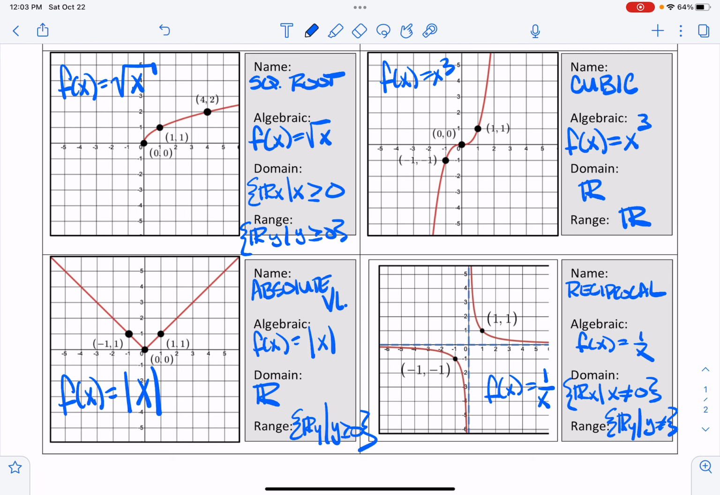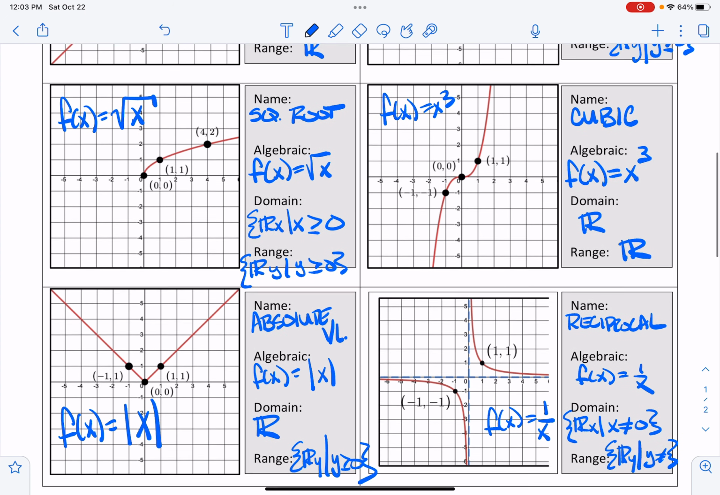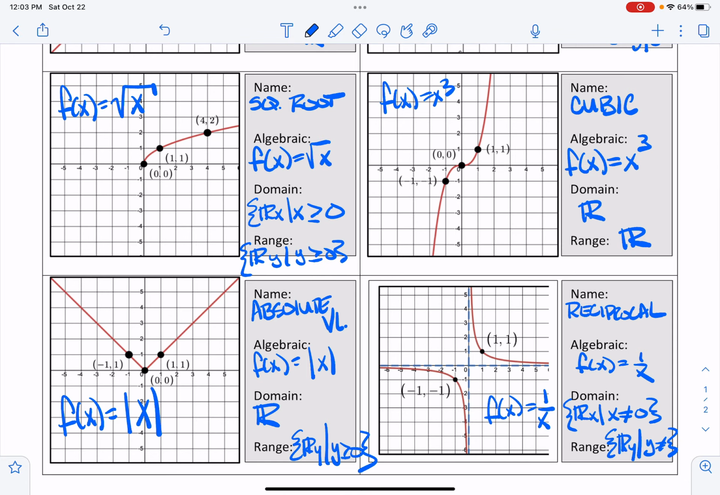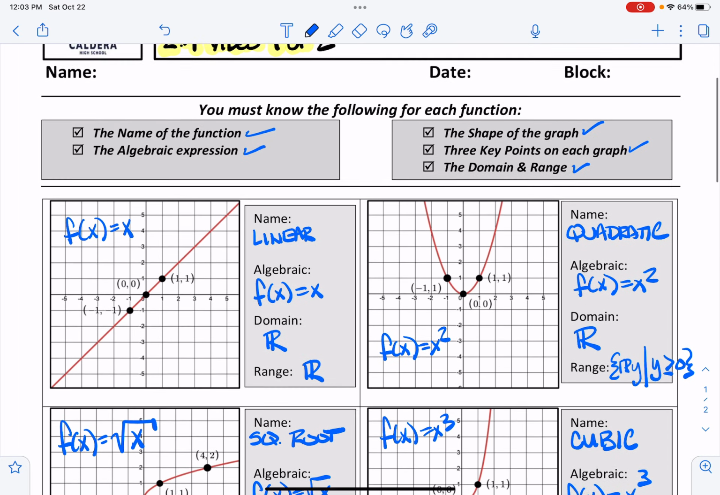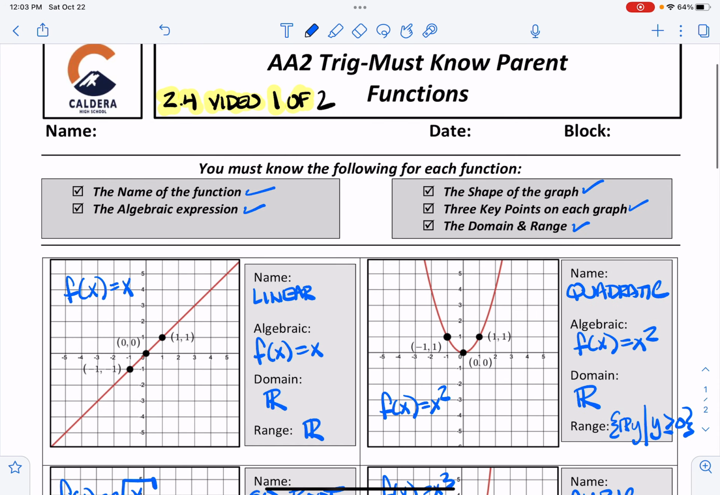Okay? All right, those are your 6 parent functions that we need to know. If you have any thoughts or questions about this, please bring them to the class, and see you then.